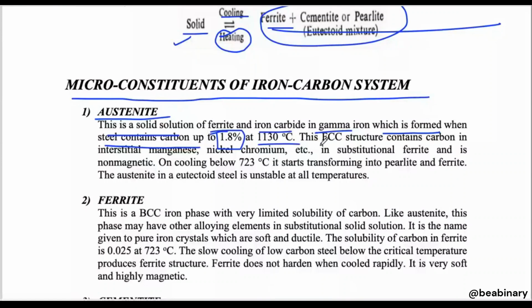This is an FCC structure, so face-centered cubic structure, which contains carbon in interstitial positions, along with manganese, nickel, chromium, etc. So here is the word interstitial. Interstitial means the space, a kind of void or free space between the atoms, that is filled by another or foreign element, which is known as interstitial vacancies.